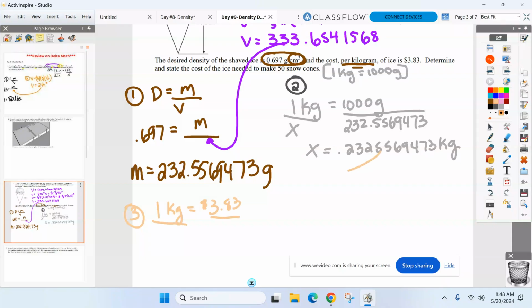I'm not going to bother rewriting that, so I'll do the old arrow trick there. That's how many kilograms I have. How much are they going to charge me? I don't even know the answer to this one.